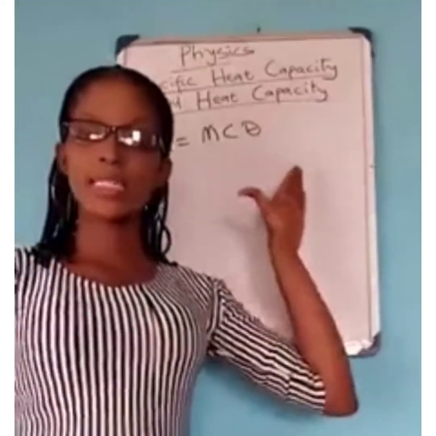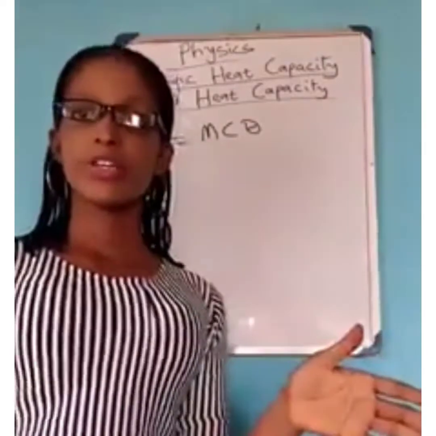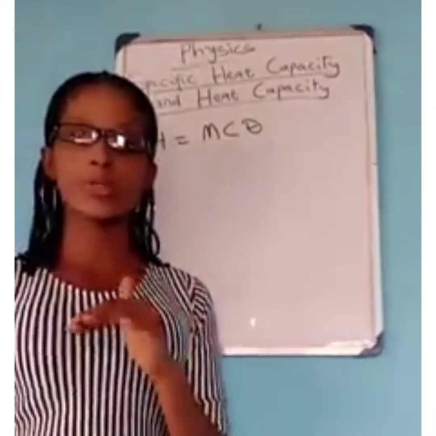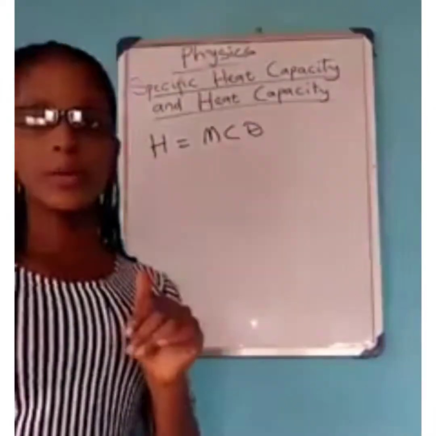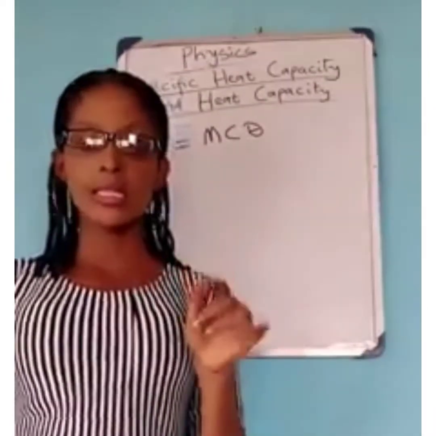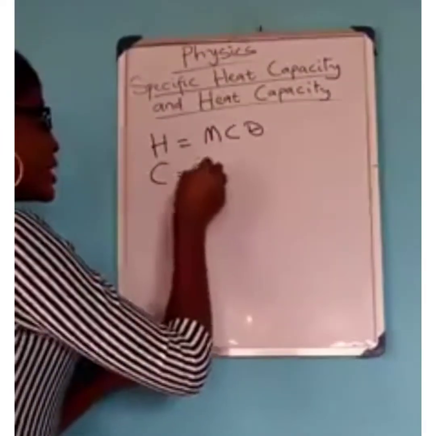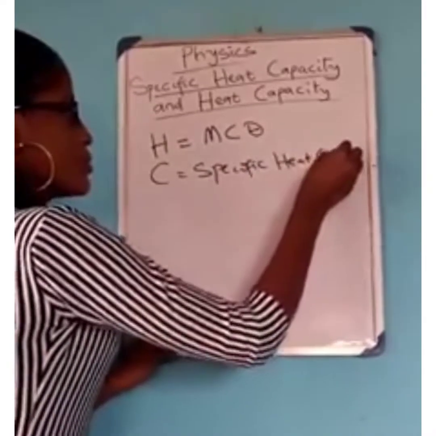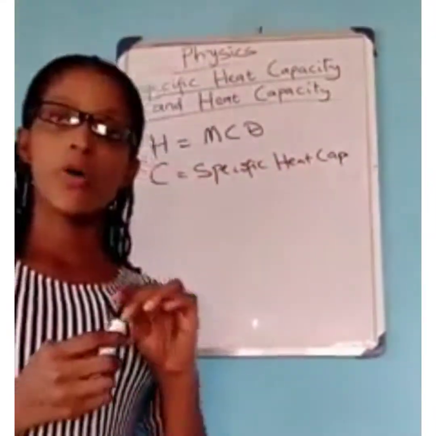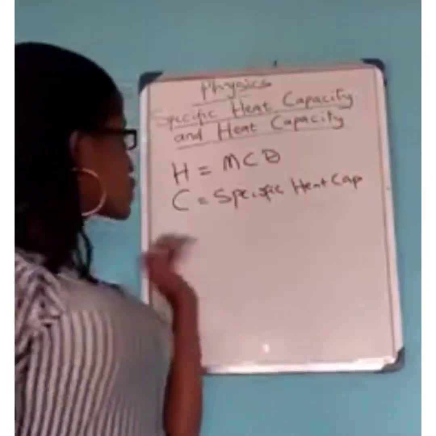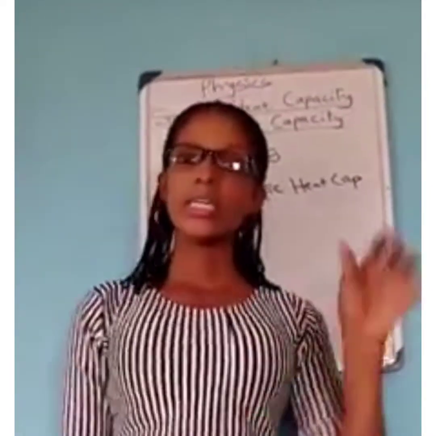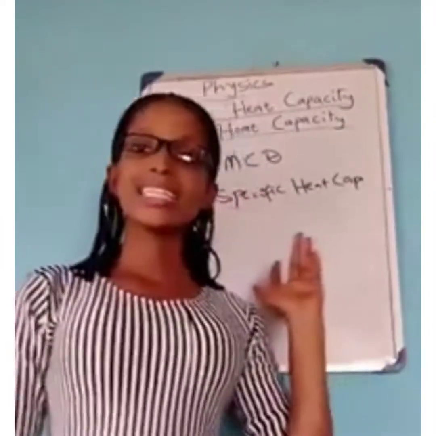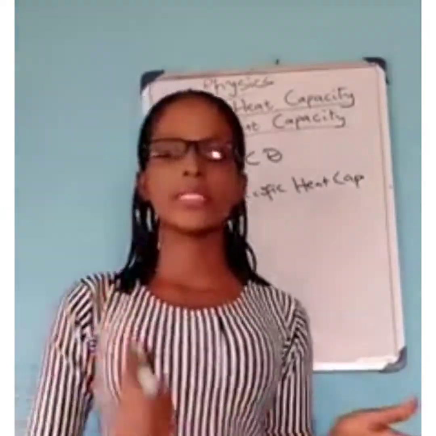While theta is the rise in temperature, that is the final temperature minus the initial temperature. H is the quantity of heat supplied to the body. M is the mass of the body, and C is a constant which you know as what? Specific heat capacity. And it is dependent on the nature of the body. So, the temperature rise of a body is proportional to the quantity of heat supplied to the body, the mass of the body, and the specific heat capacity of the body.